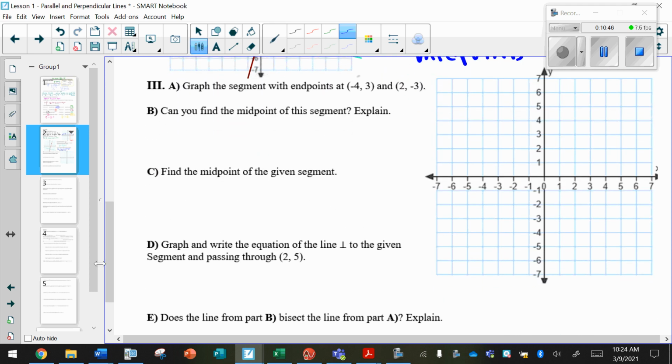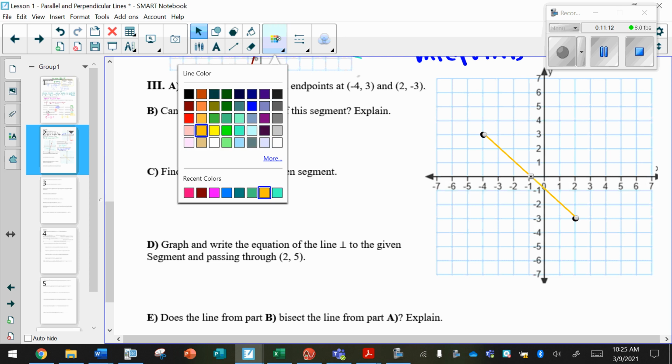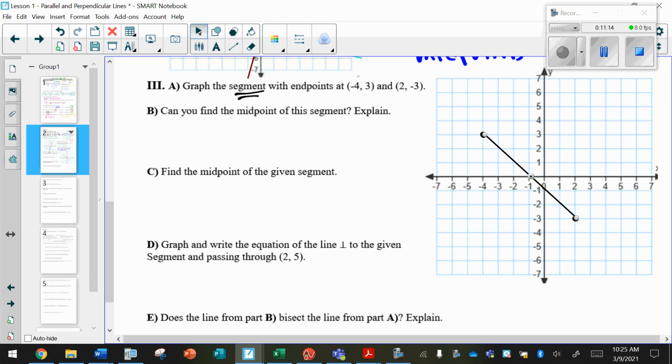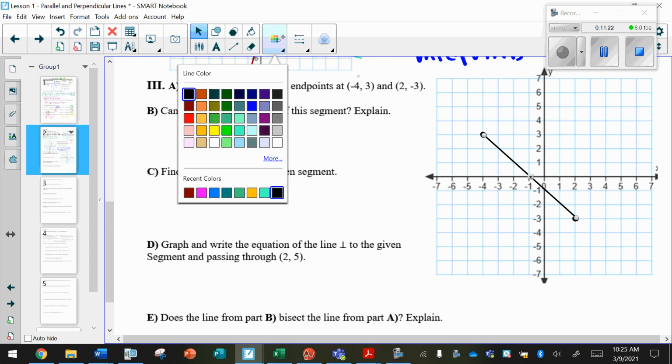Okay, next it says graph the segment with endpoints (-4, 3) and (2, -3). So a segment is when I plot 2 points and then connect them. So it has endpoints, specific starting location and ending location. Technically, it doesn't matter which one you consider the start and which one you consider the end, but usually we just go left to right. Can you find the midpoint of this segment? Yes, because it is a segment.